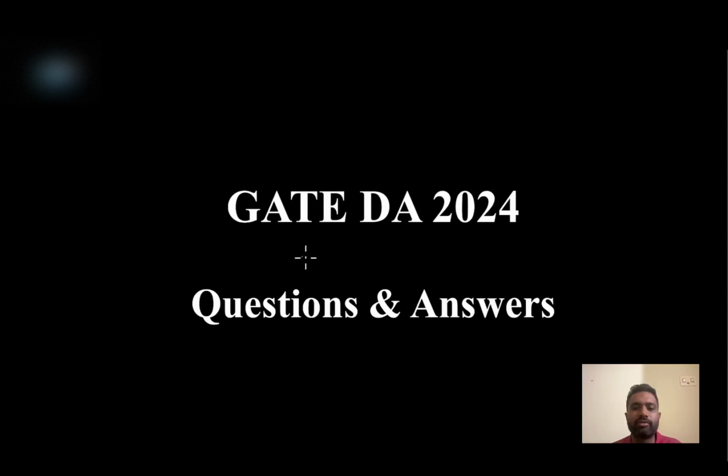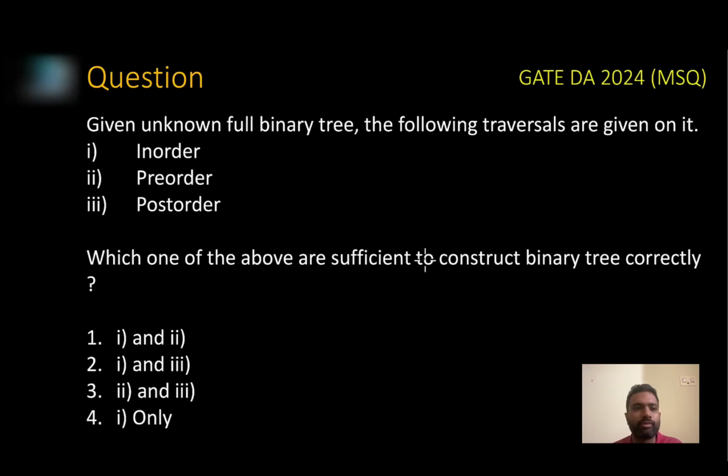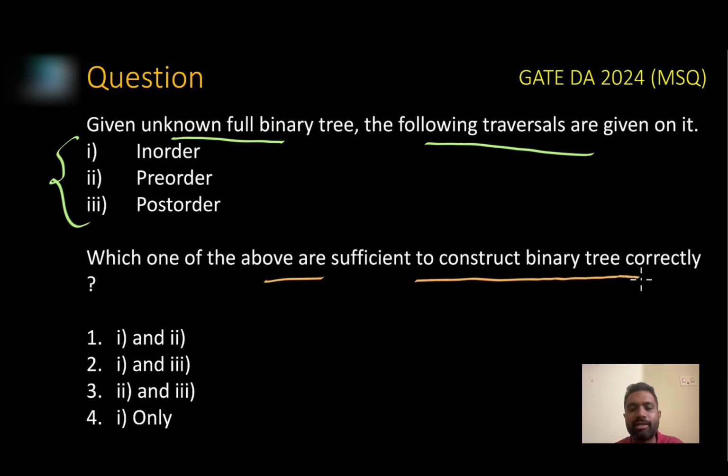In these videos we are discussing the questions that are asked in GATE DA examination. Let us consider this question. In this question it is given that there is some unknown full binary tree, and on that the following traversals are given. So basically these three traversals are given: Inorder, Preorder and Postorder, and it is being asked which one of the above are sufficient to construct the binary tree correctly.